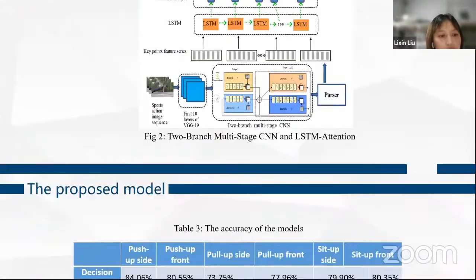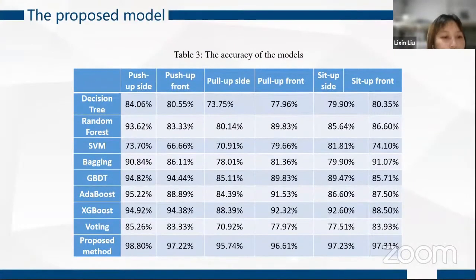To evaluate the effectiveness of our proposed fitness action recognition method, the architecture is trained and tested on the dataset. We compared the results with the traditional machine learning models. It can be found that the proposed model is much better than the traditional machine learning models.